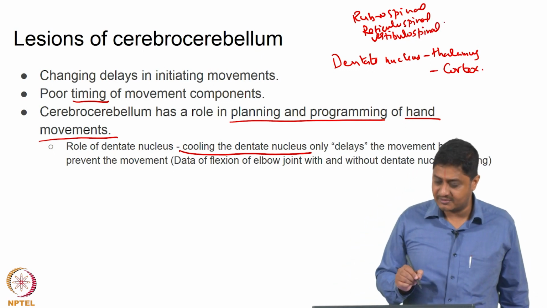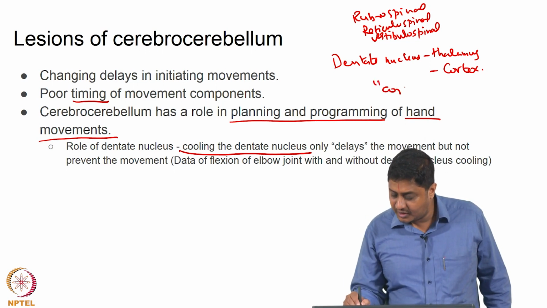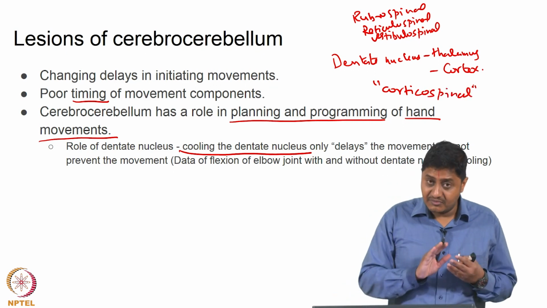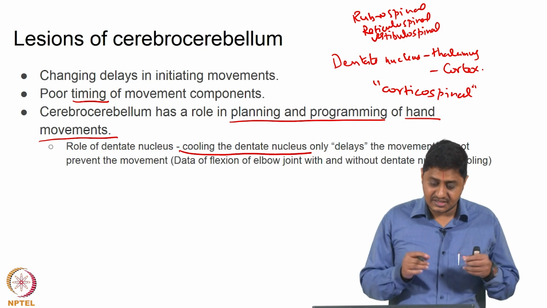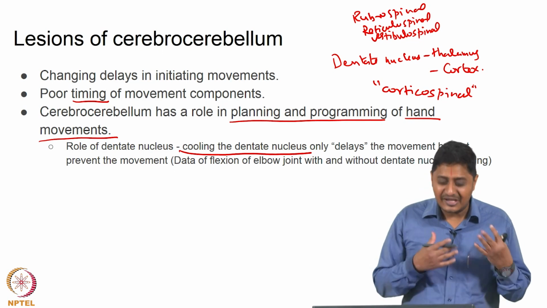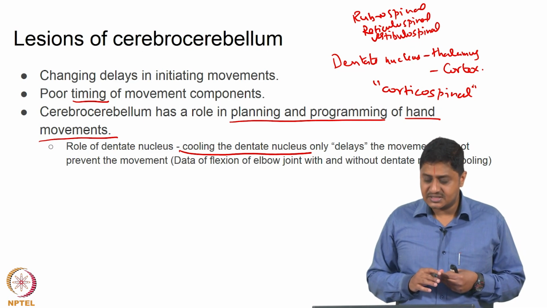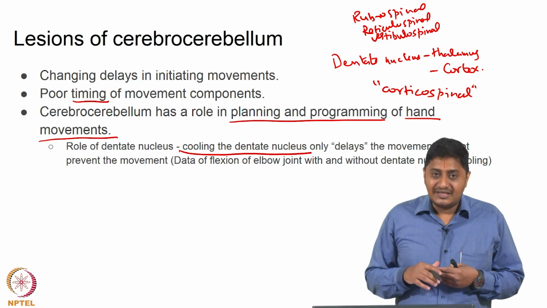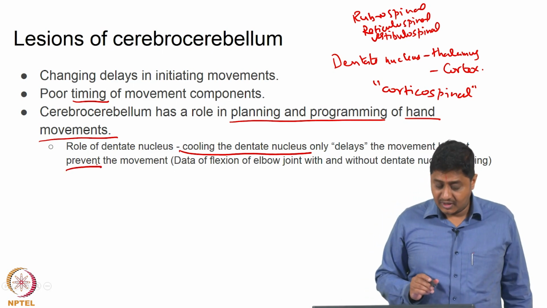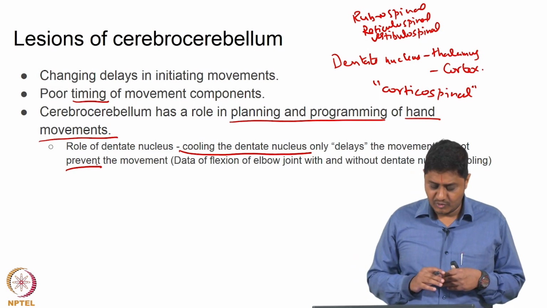Here we are discussing the cerebrocerebellum. Here most of the projections to the muscles are through the corticospinal tract. So, the projections from the cerebellum go to the cortex, and from the cortex the spinal cord receives information via the corticospinal tract or the pyramidal tract, etc., right. So, when you selectively cool the dentate nucleus, the movement is delayed, but it is not prevented. Crucially, the continuous cooling of the dentate nucleus does not prevent the movement.